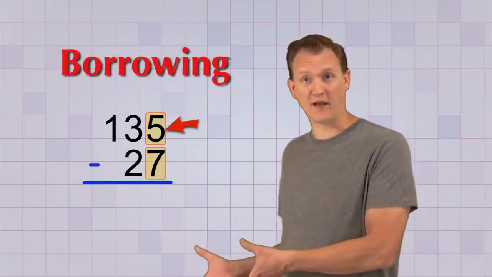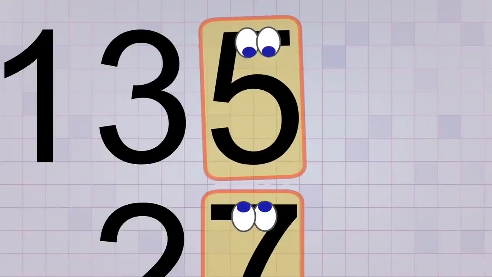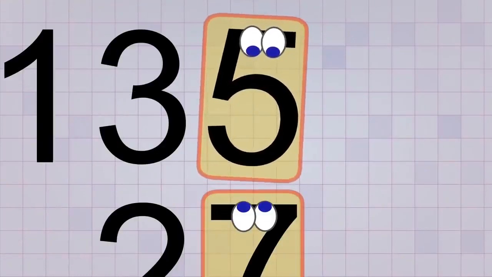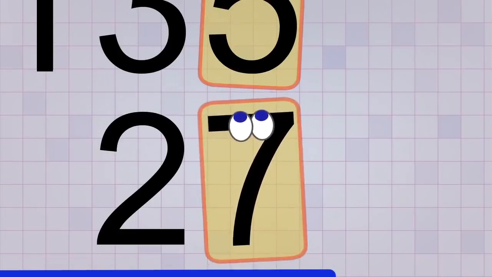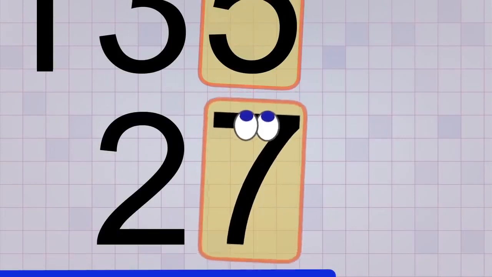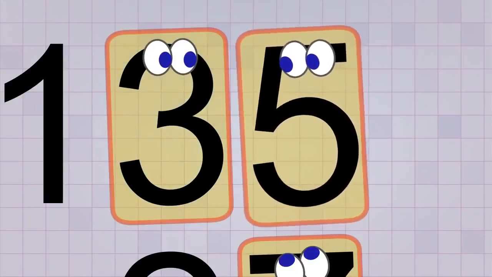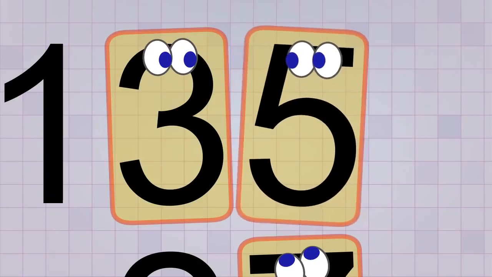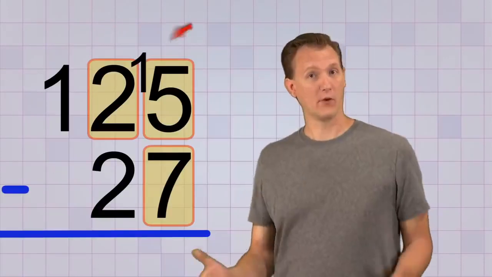The top digit is 5, but the digit below it wants to take 7 away. Sorry, I don't have 7. I only have 5. Well, what about your neighbor? He's in a bigger number place. He's loaded, so you can just borrow from him. Excuse me, I've got a little problem. Do you happen to have something I could borrow? Why, of course. Here you go. Great, that 1 will help.